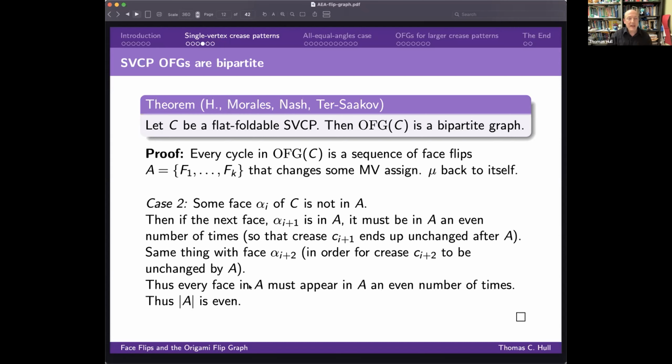So that means every face that is in A must appear there an even number of times, and therefore the size of A is even as well. And so that means this is also an even cycle case. So those are the only two possibilities. So that's it. So these origami flip graphs are always bipartite.